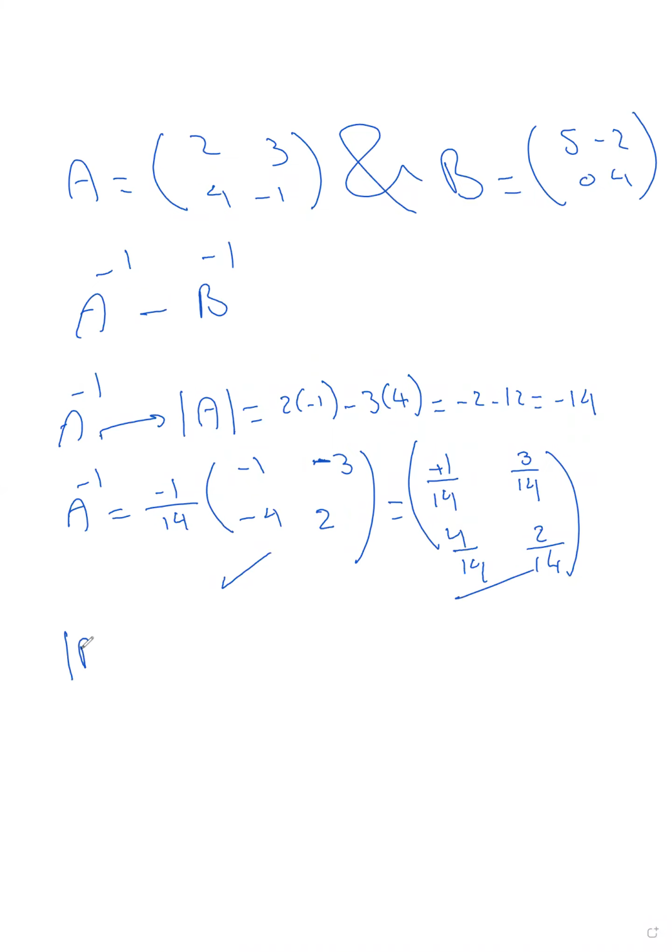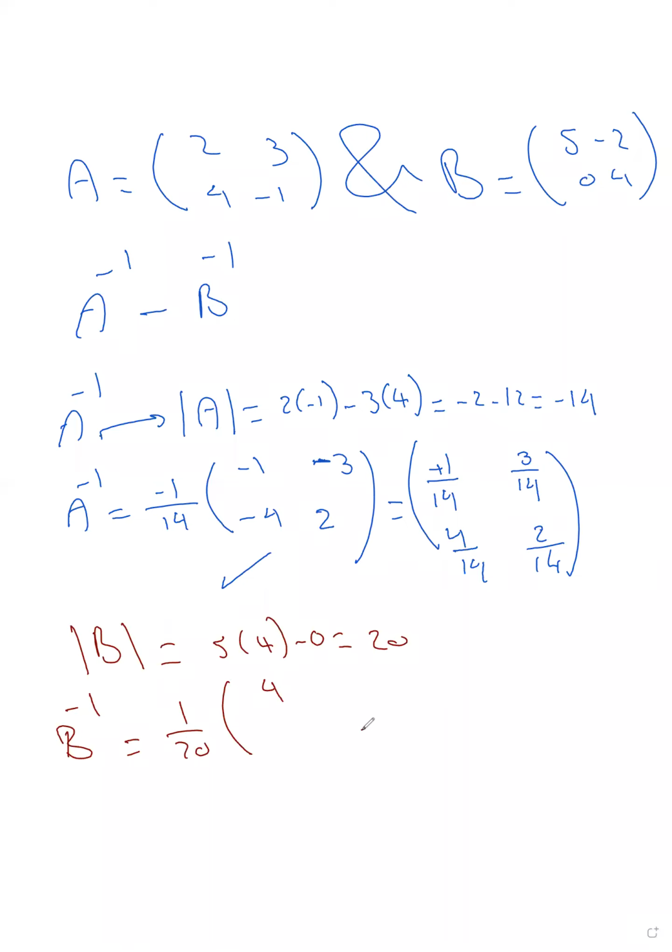What about the determinant of B? Determinant of B is 5 times 4 minus 2 times 0, so 20. So B power of negative 1, which is the inverse of B, equals 1 over 20 times 4 and negative 2, and 0 and 5. That is 4 over 20, negative 2 over 20, 0, and 5 over 20.